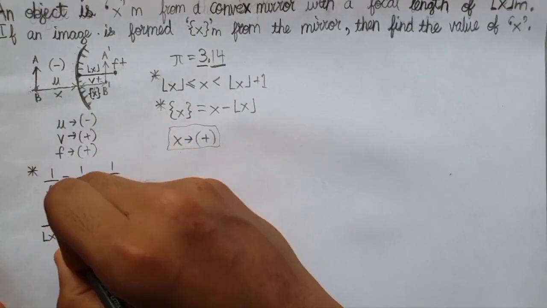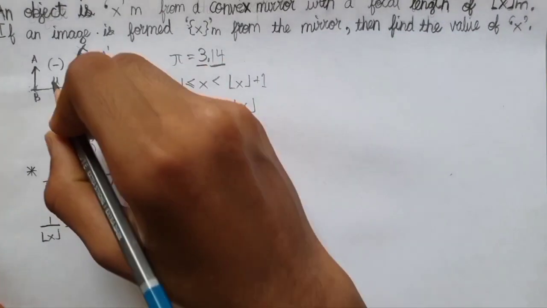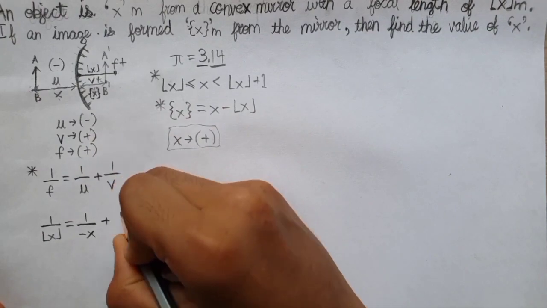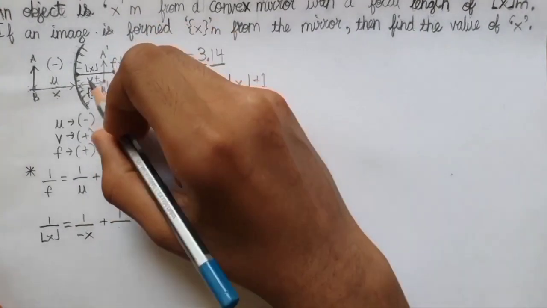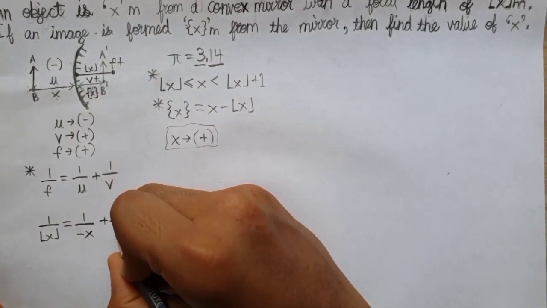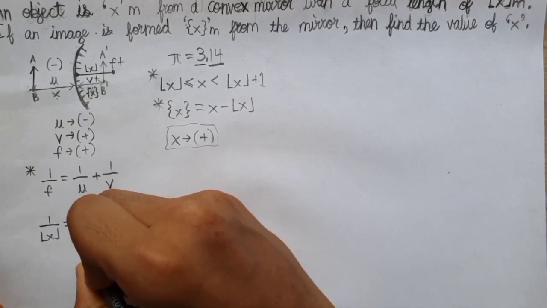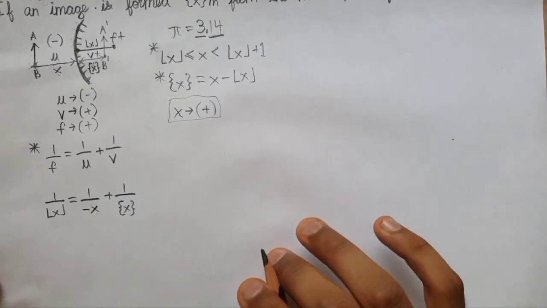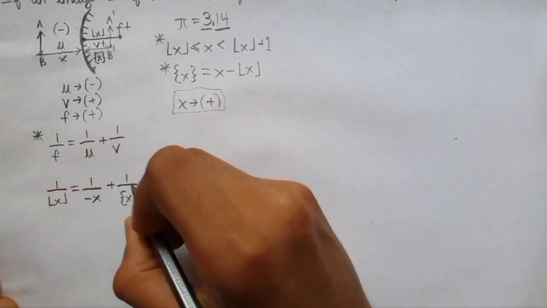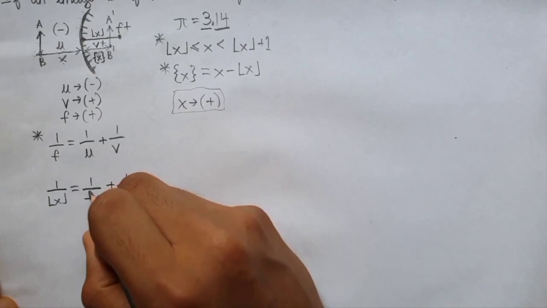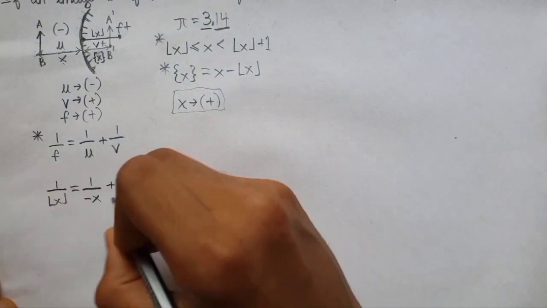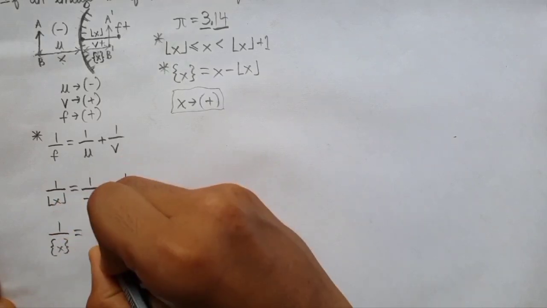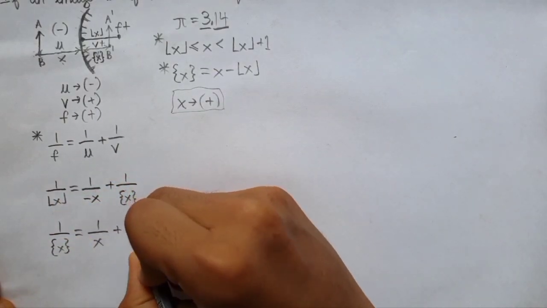So 1 by floor of x equals 1 by, u should be the negative of the distance, which is minus x, plus 1 by, our image distance is fractional part of x. Transpose this 1 by minus x that side, it becomes plus 1 by x. So we get, after we transpose, we'll flip the equation to make it a little easier. So 1 by fractional part of x equals 1 by x plus 1 by floor of x.